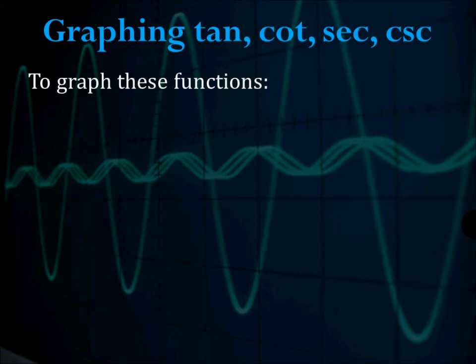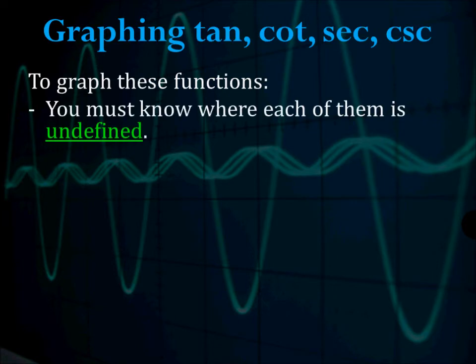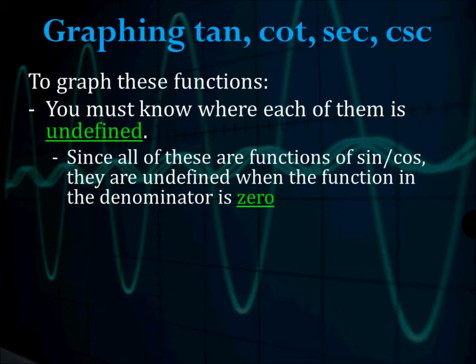So to graph these functions, tangent, cotangent, secant, cosecant, because you guys are experts at graphing sine and cosine now, first of all, you must know where each of them is undefined. And to know that, you have to know where the denominator of each one is 0. Since all of these functions are functions of sine and cosine, they're going to be undefined when the function in the denominator is 0. So tangent is sine over cosine, so it'll be undefined where cosine is 0. Cotangent is cosine over sine, so it will be undefined where sine is 0. Secant will be undefined where cosine is 0, and cosecant will be undefined where sine is 0.